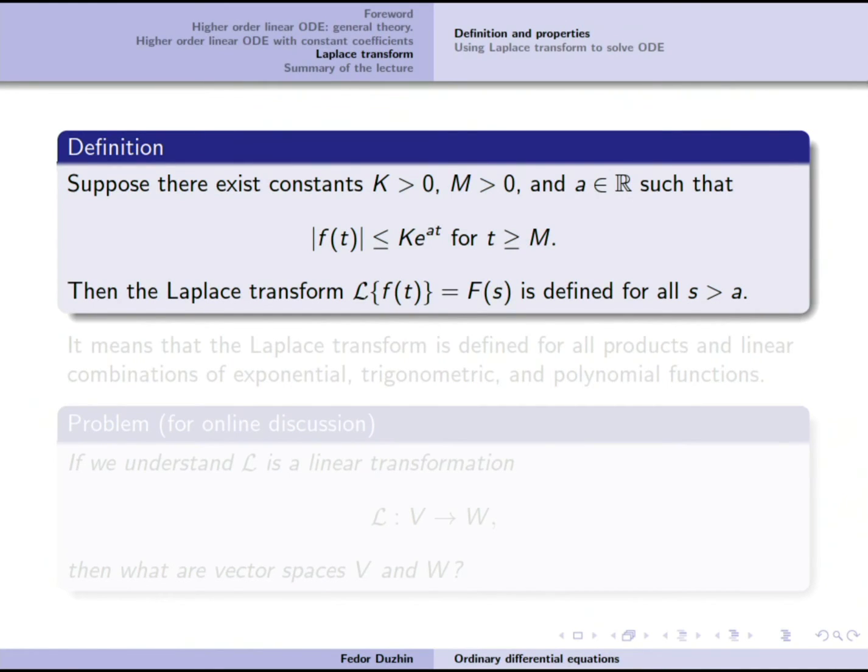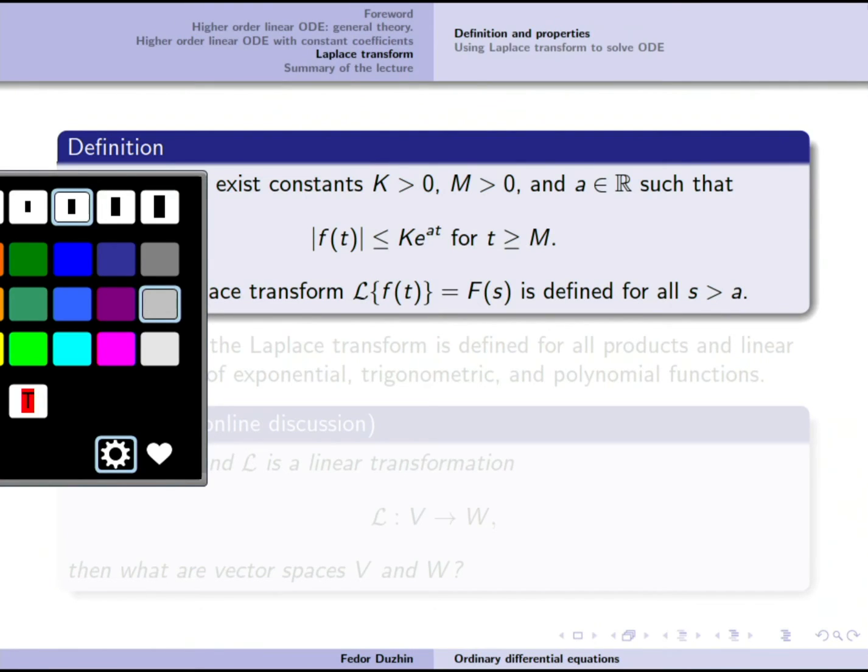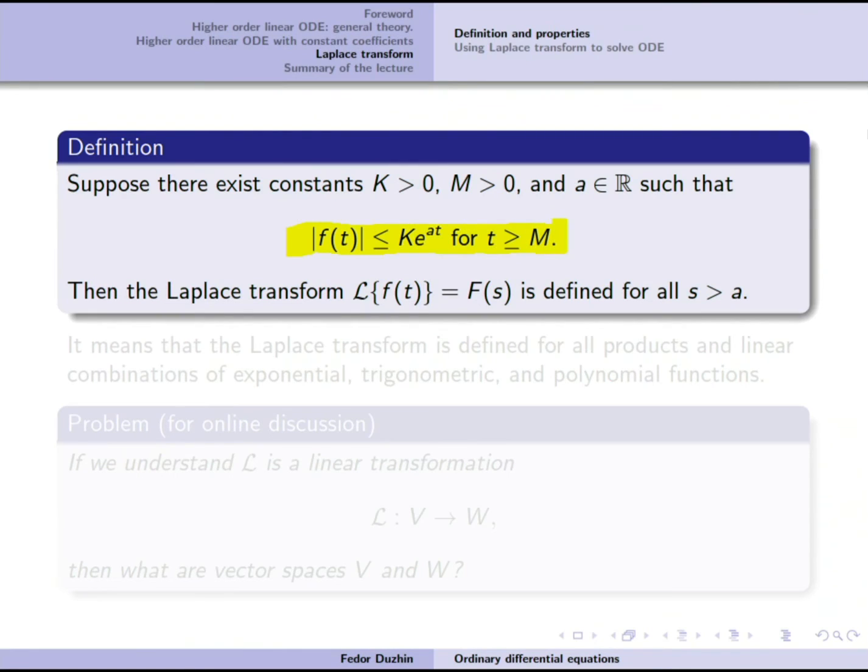Now, definition. I'm not sure if it's the definition. So let me clarify this a little bit, right? So if there exist constants that bound the growth of the function f of t as t goes to infinity, right? So this condition essentially means that the function f doesn't grow faster than an exponential function.